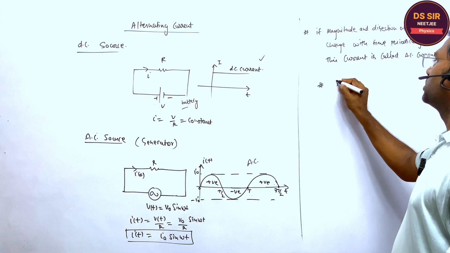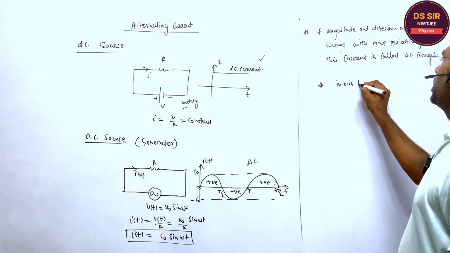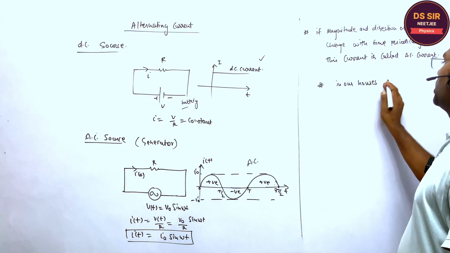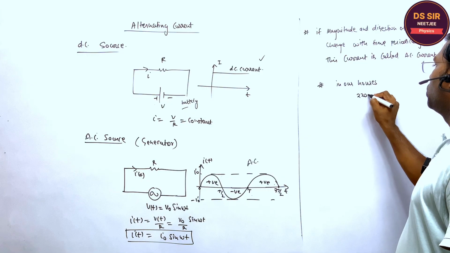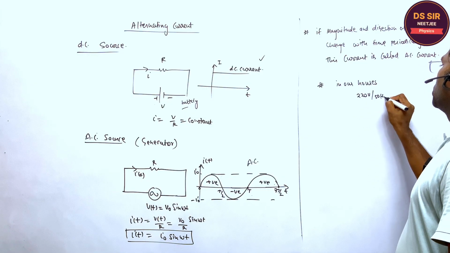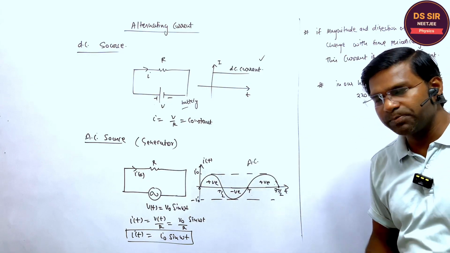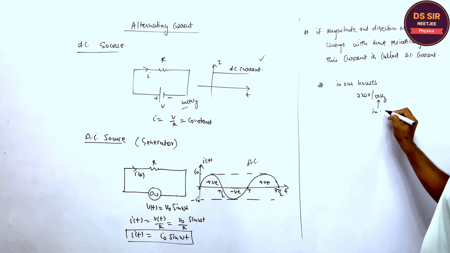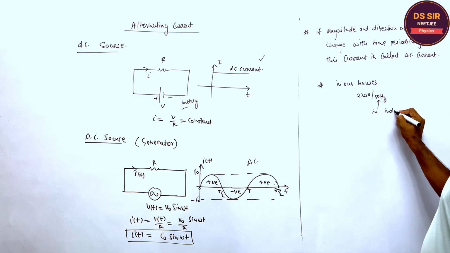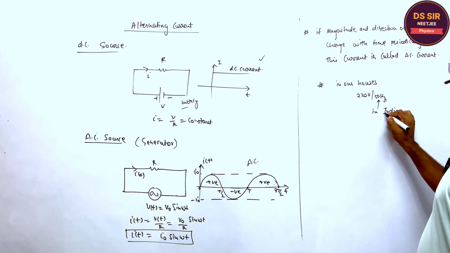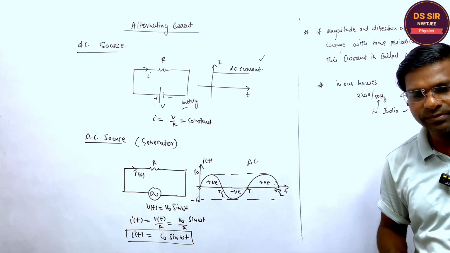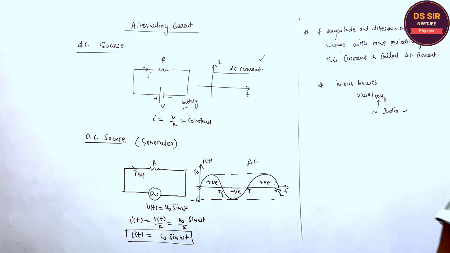In our houses, the power supply is of 220 volt and 50 hertz. So this is the 50 hertz power supply in India, right? It comes from the power grid. Do you understand? Copy this.